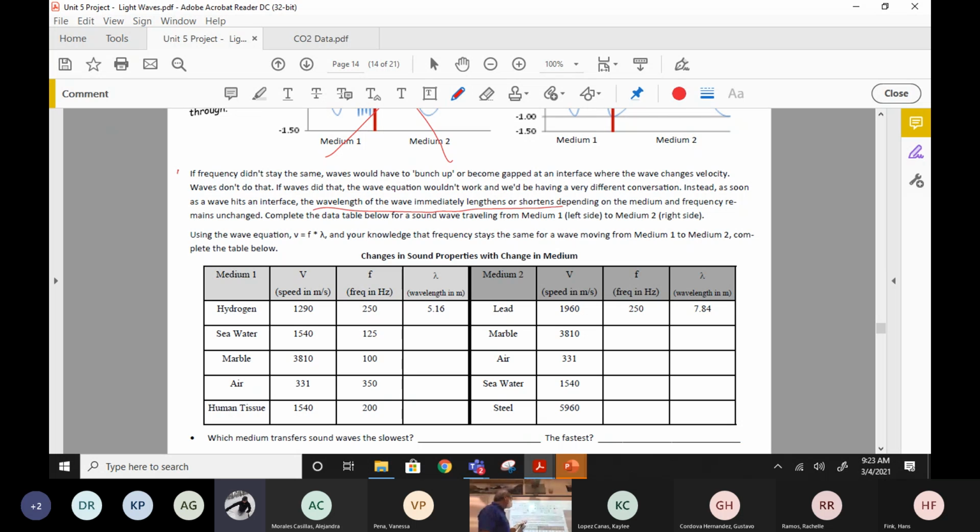Complete the data table below for a sound wave traveling from medium 1 to medium 2. So we're going to talk about sound waves. Go back to sound waves here, okay? It's the same thing for both sound waves and light waves. So using the wave equation and your knowledge that frequency stays the same for a wave moving from medium 1 to medium 2, complete the table. Now let's look at this table.